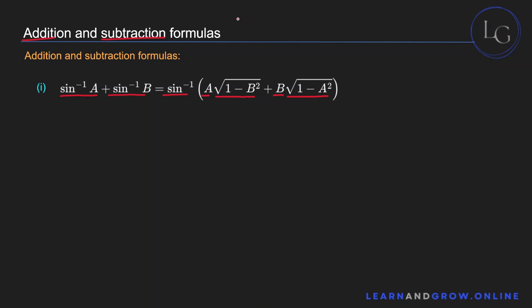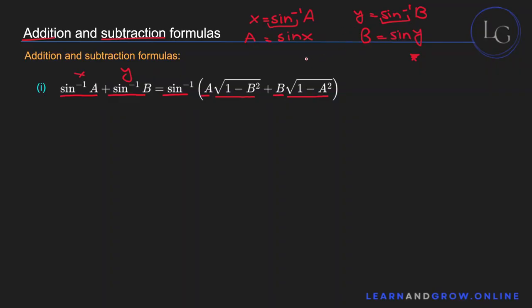Basically, let's say that x is equal to sine inverse of A. So this is x. Let's say sine inverse of B is y, so y is equal to sine inverse of B. So clearly, if you take the sine inverse to the left-hand side of the equations, it becomes A is equal to sine of x and B is equal to sine of y.